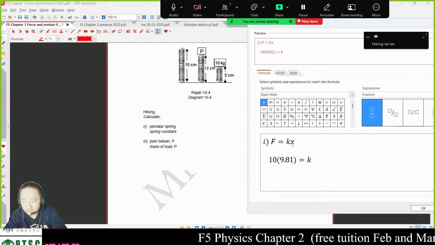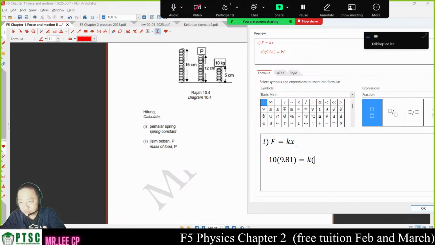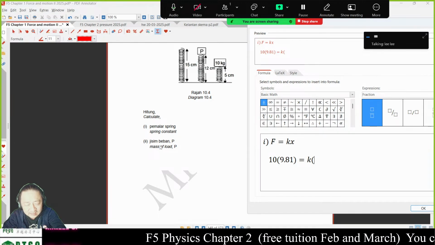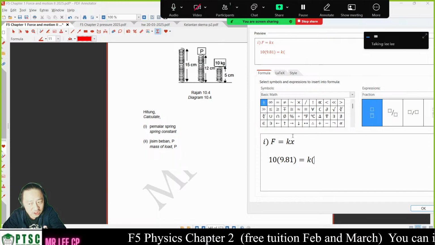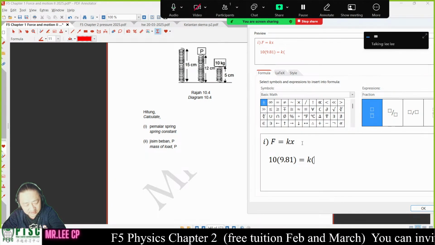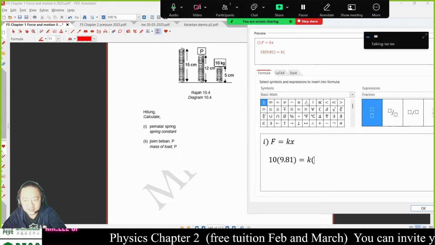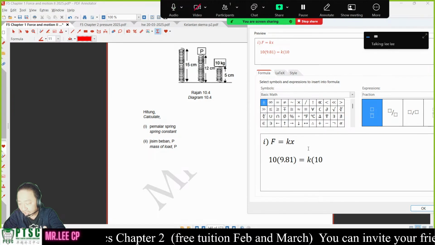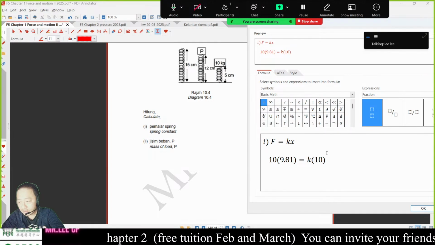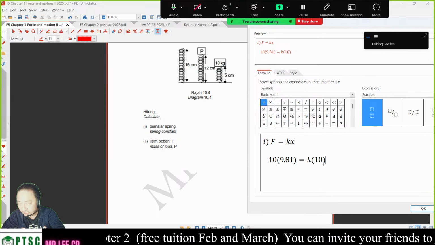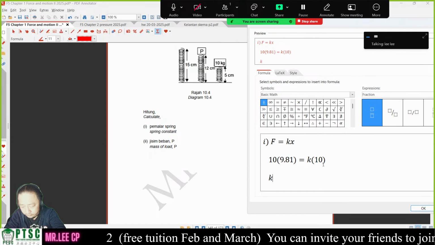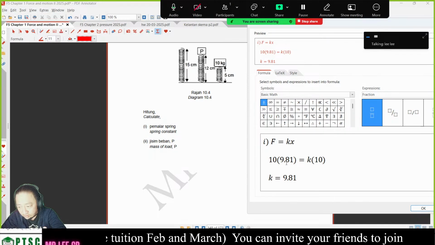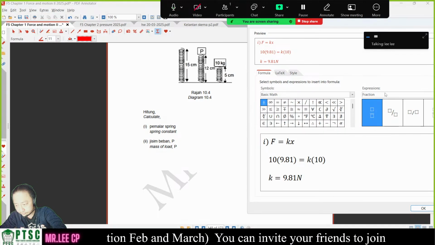K, don't know. X is the extension of the spring. Now, see whether they are asking you for the energy. If not, then you can use X in cm, that will be okay. So this one to here will be 10 cm. Cancel the 10, cancel the 10. K is 9.81. The unit is Newton per cm.